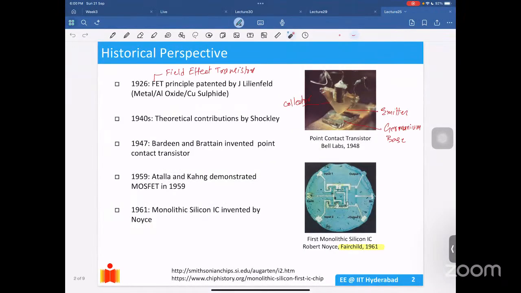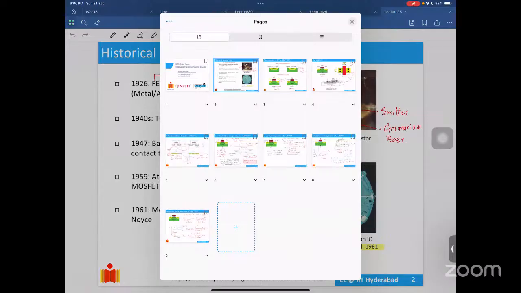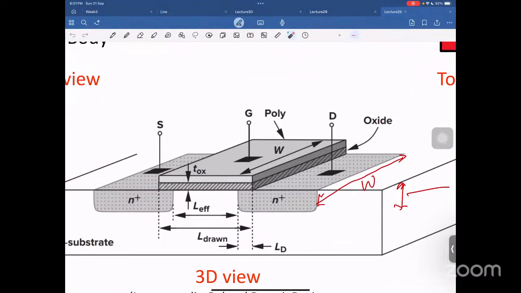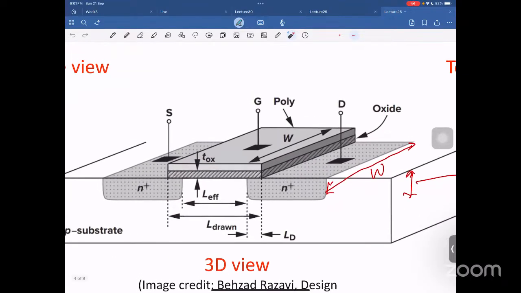Long time since I saw these things. This one. Look at this. So you have two things. One is the length of this channel, the channel length, and the width of the transistor, right? This is the W.